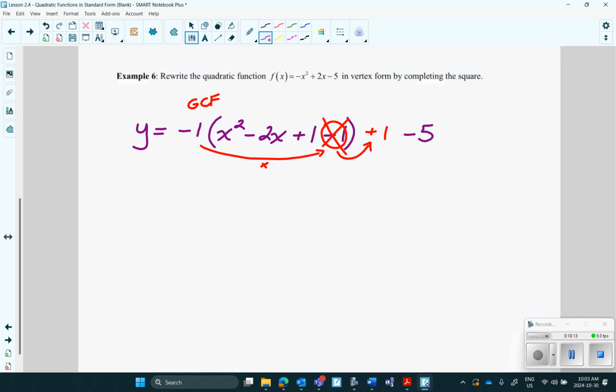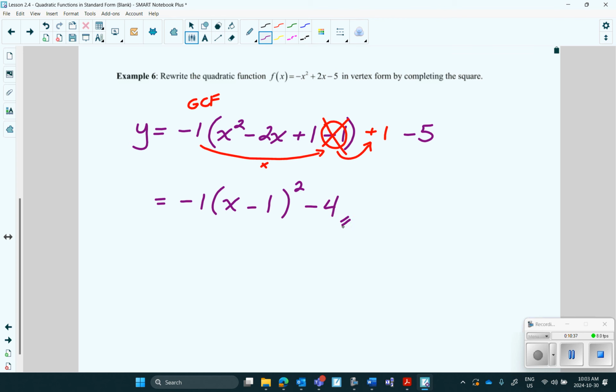And you don't have to write the 1. You can if you want. So -1 or negative. Now we've got the parentheses to factor. What does this factor to? X minus 1. And these simplify to -4.